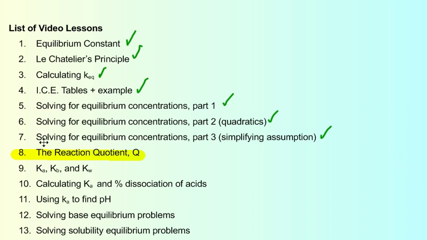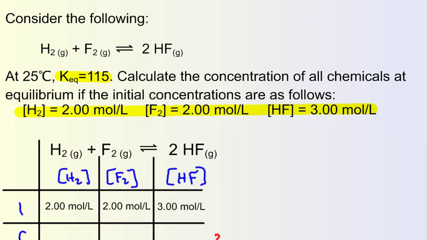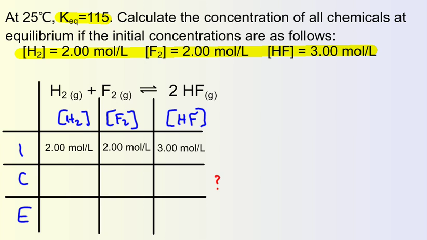This is our final video for reaction equilibrium, and today we're going to look at the reaction quotient Q. So here we have an equilibrium problem. We've got a reaction occurring, hydrogen and fluorine gases reacting to make hydrogen fluoride, and we're given the value of KEQ, and we're also given the initial concentrations of both reactants and the products. So I started a little ice table here. We're looking at the concentration of hydrogen, fluorine, and HF. The initial concentrations were given, so I've got those filled in.